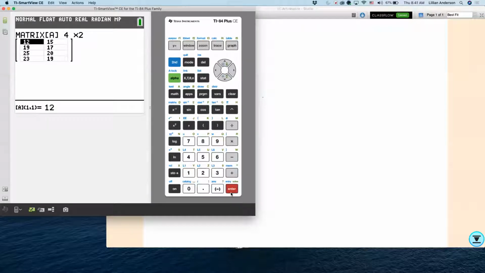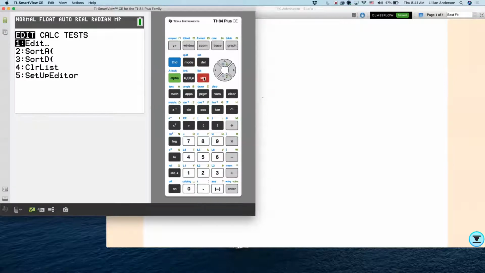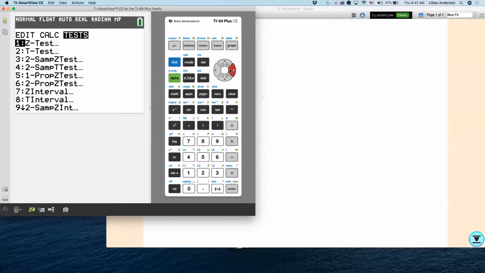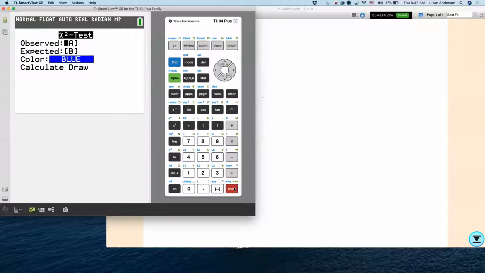You want to make sure that you close out of the matrix before you start trying to perform any type of test, because it'll do it inside of the matrix if you don't exit out of it. So second quit, or second mode, to quit out of that. Then you'll go to stat, over to test, and then option C, which is a chi-squared test. Option D is a goodness of fit test. The problem will say perform a chi-squared goodness of fit test if they want you to do that. But goodness of fit is actually done in your list, not in your matrix. As long as you put your observed data in matrix A, you are good to go to calculate.